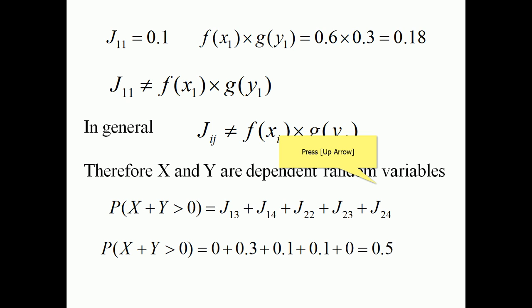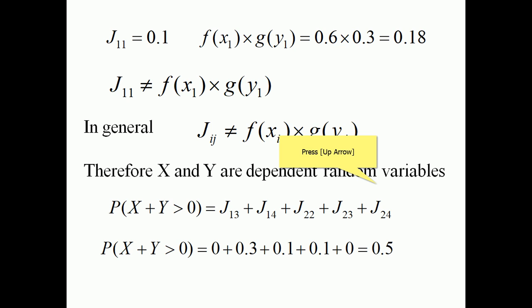Now, J11 from the joint probability table is 0.1. f of x1 into g of y1 is 0.6 into 0.3, that's equal to 0.18. J11 is not equal to f of x1 into g of y1. In general, Jij is not equal to f of xi into g of yj. Hence, x and y are dependent random variables.